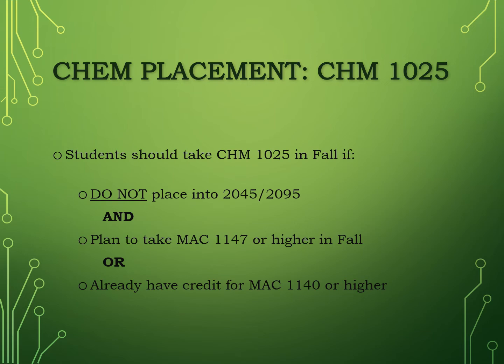Now, when should students take Chem 1025 in the fall? Well, obviously, if they don't place into Chem 2045 or 2095 and they need to meet that Chem column, then of course your default would be, okay, well, take Intro to Chem. But we only really want students to do that if they are going to have the right math background or are taking the right math course concurrently to make sure that they're prepared for that next step into Chem 1.